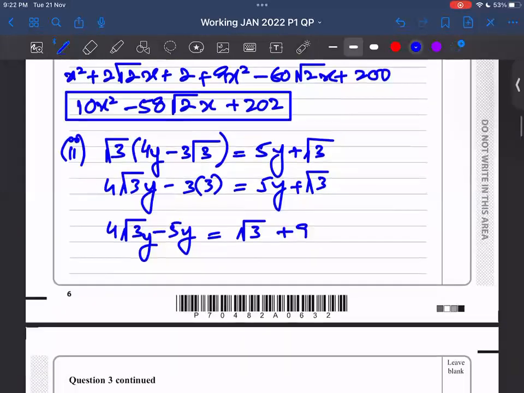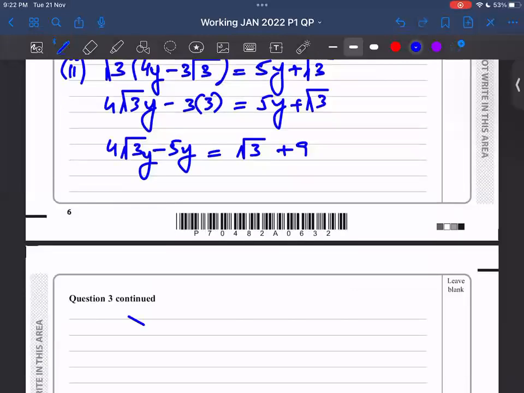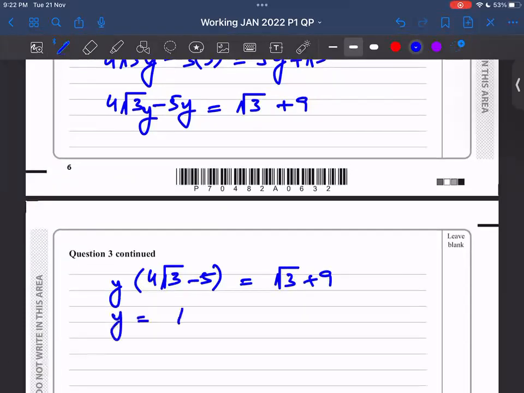I'm going to take y common here. And I'm going to have 4 root 3 minus 5, root 3 plus 9. I'm going to divide it on the right hand side to become root 3 plus 9 upon 4 root 3 minus 5. So you can say we have solved this equation, but they need the answer in a specific form.